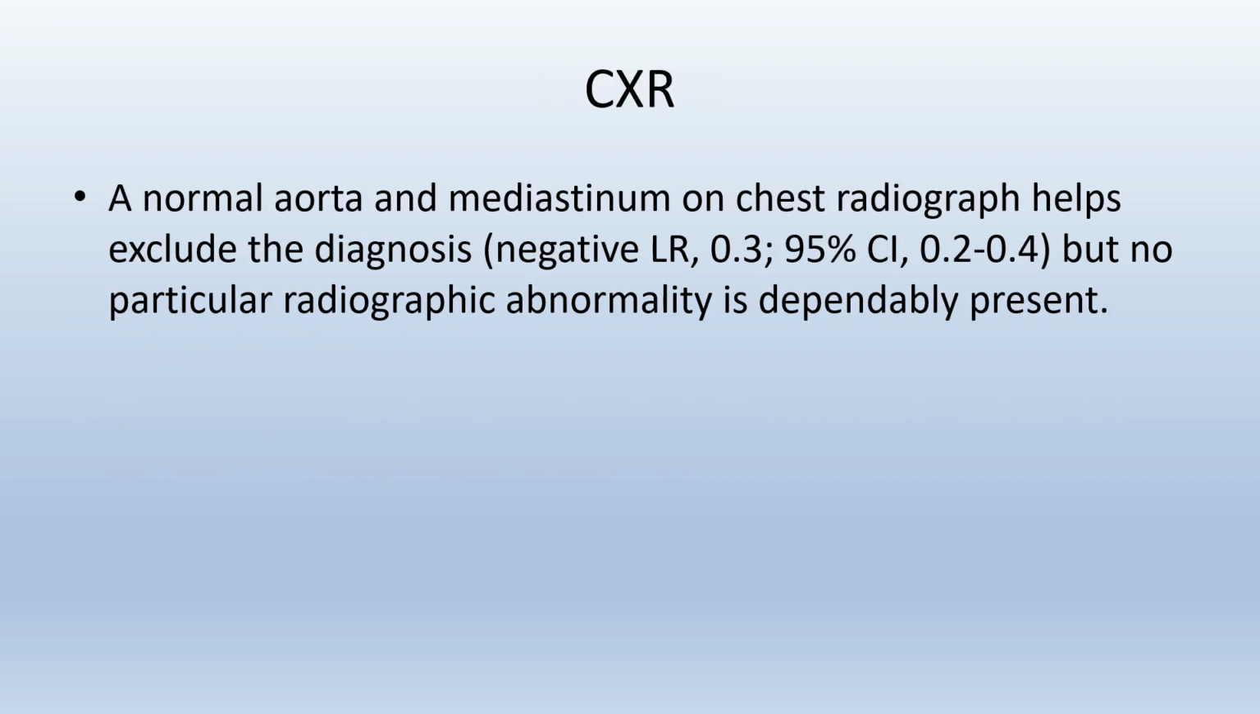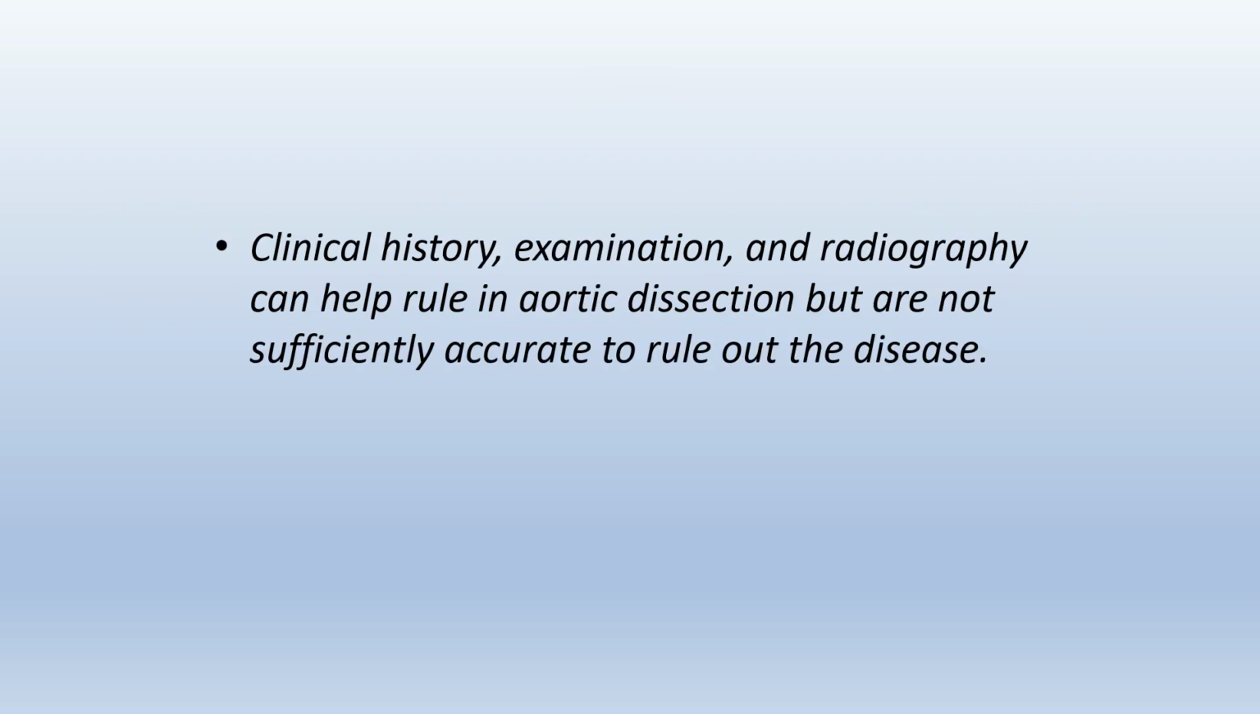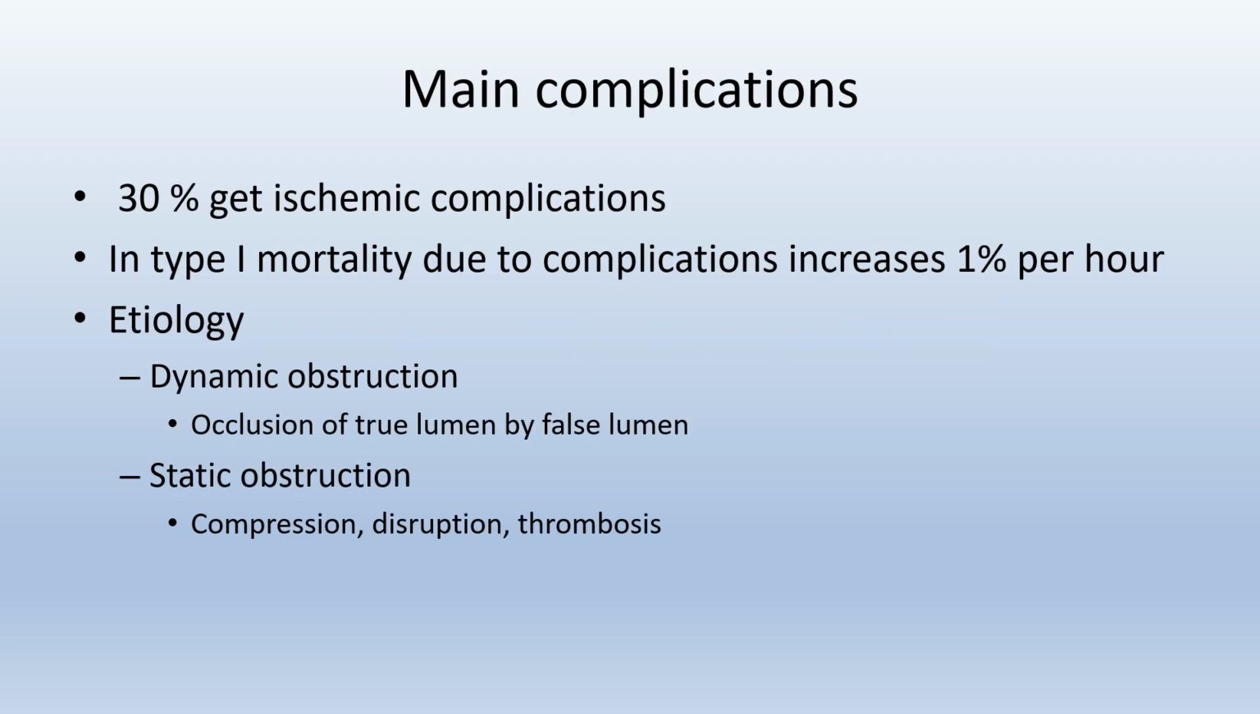Chest X-ray: a normal aorta and mediastinum on the chest radiograph helps to exclude the diagnosis. The negative LR is 0.3, 95% confidence interval 0.2 to 0.4, but no particular radiographic abnormality is dependably present. Clinical history, examination and radiography can help to rule out aortic dissection, but are not sufficiently accurate to rule out this disease.